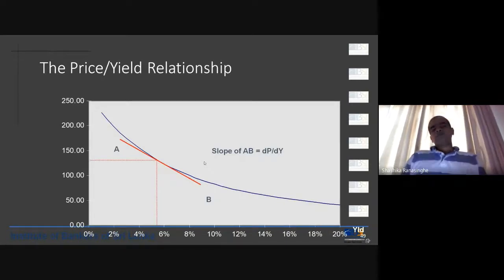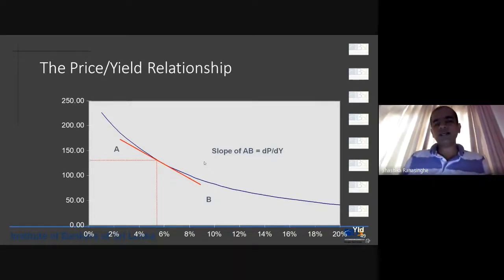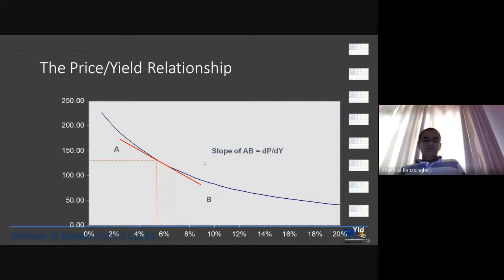Right. So this is how a bond's price will change with interest rates. As interest rates increase, or the yield increases, bond prices will drop. But if you observe carefully, you will see that it is not a straight line. Right? So this is not a straight line.